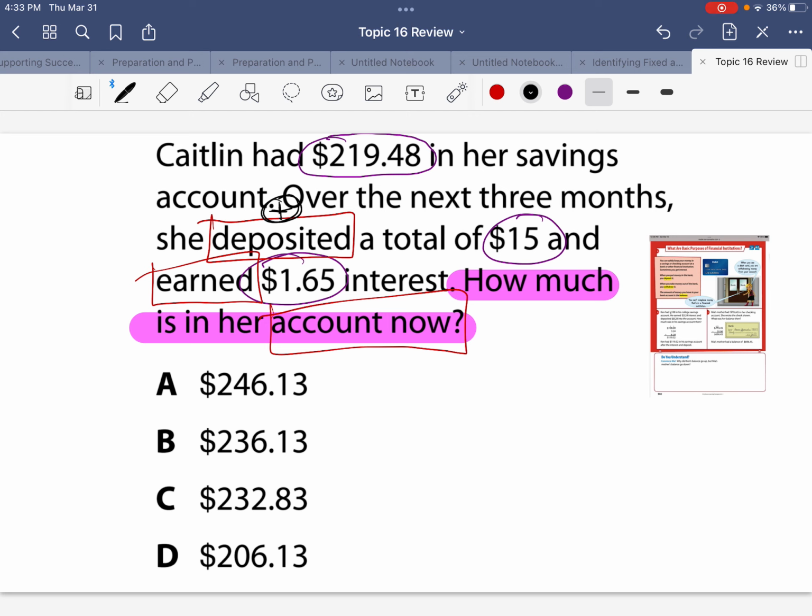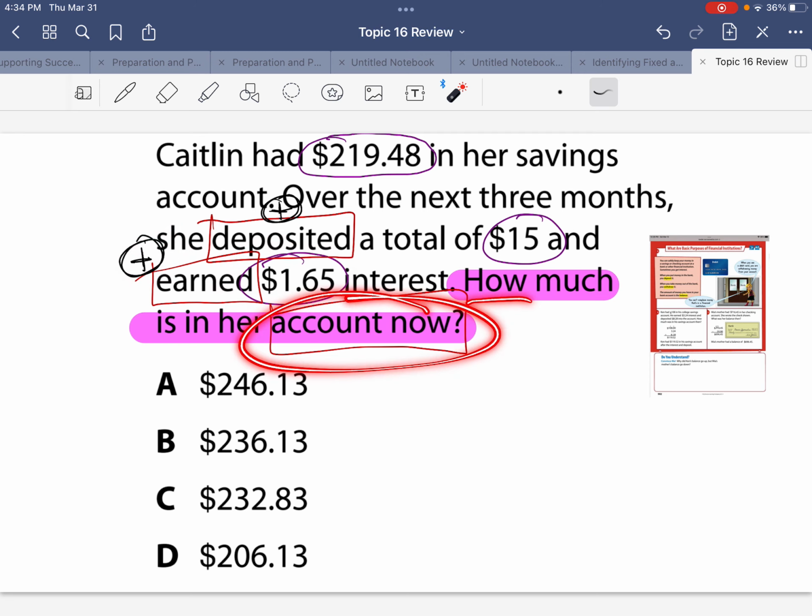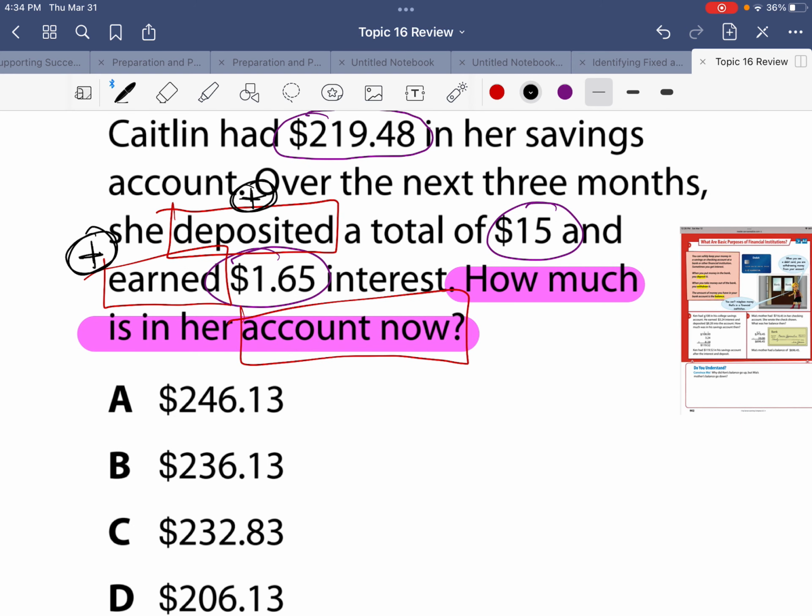Okay? I'm adding money to the bank. Then it says a total of $15 and earned $1.65. If I'm earning money, I'm getting that money. Okay? I'm adding that money to what I have. I earned it. So I'm also going to put an addition sign here. Okay? And I know that she originally had $219.48 in her savings account. She's adding $15 because it says add, and she's adding $1.65. How much is in her account now? I'm going to add all of those numbers.